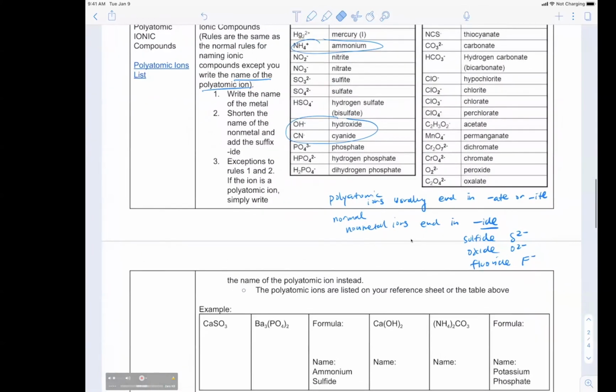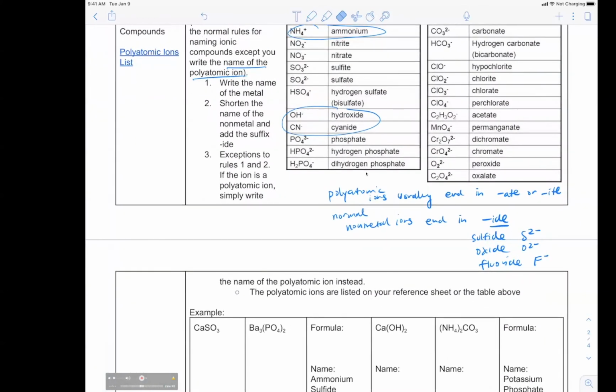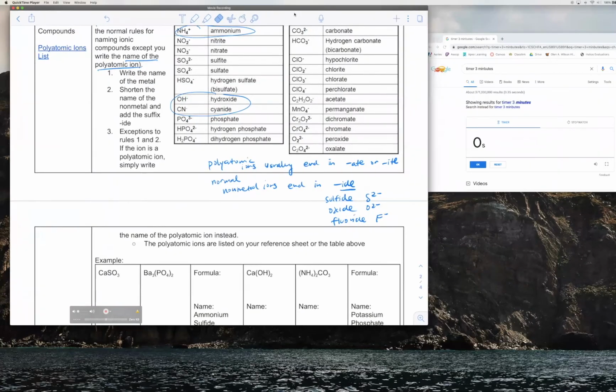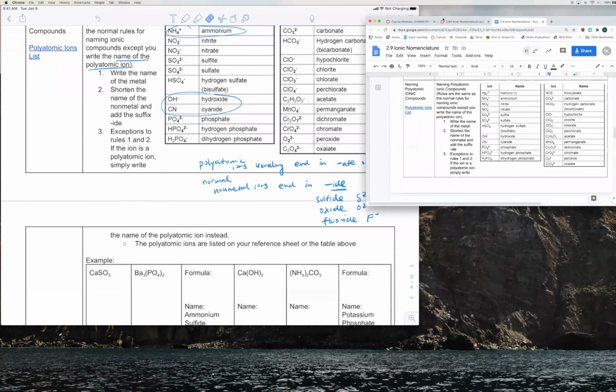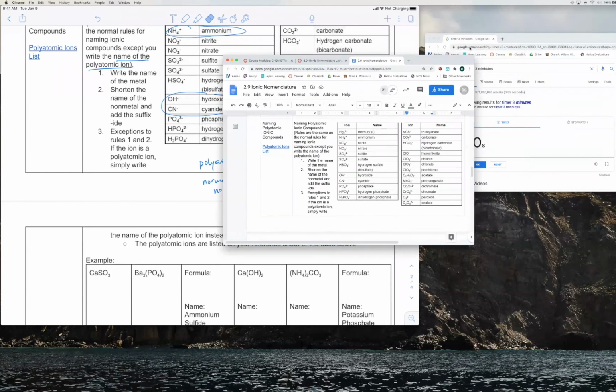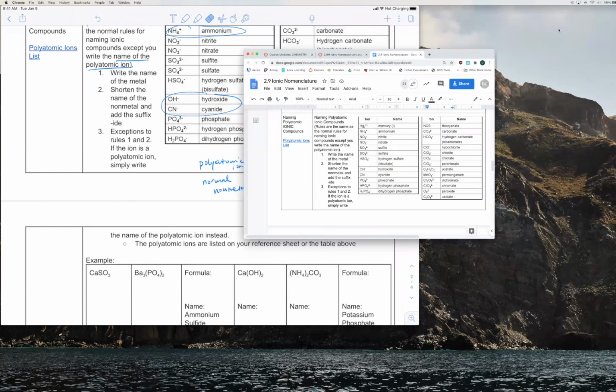So let's just start going over this. I'm going to make two screens so you could see the polyatomic ions. Give me a second.